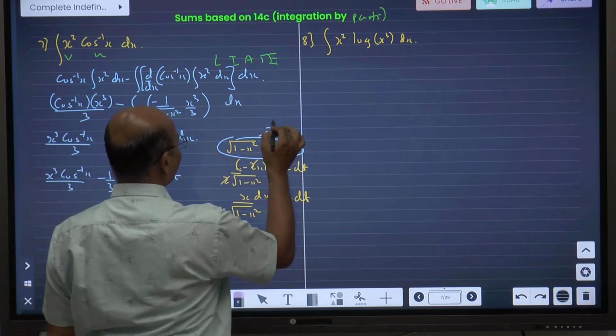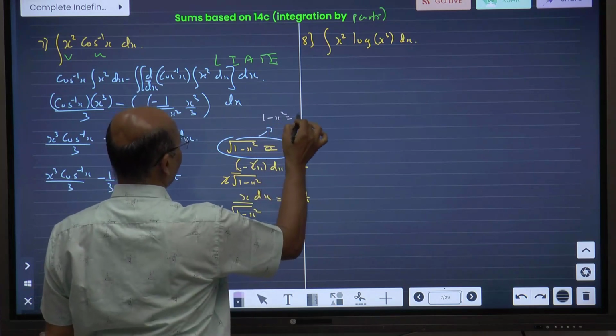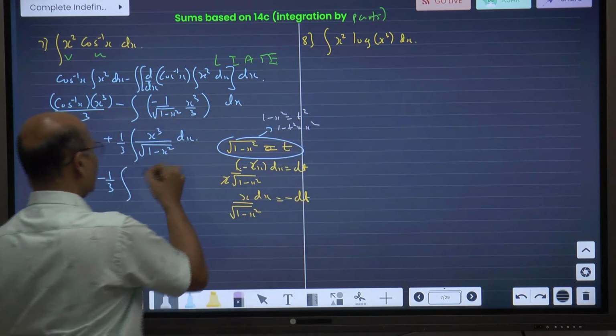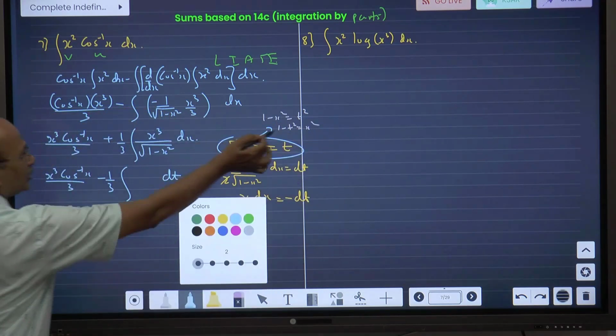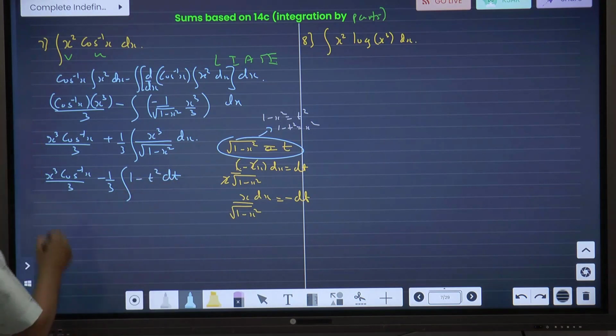From here I can say 1 minus x square is t square. So 1 minus t square is x square. So replace that because dt has come into the picture. I can say 1 minus t square. Now integrating this is very easy. So let us do that now.